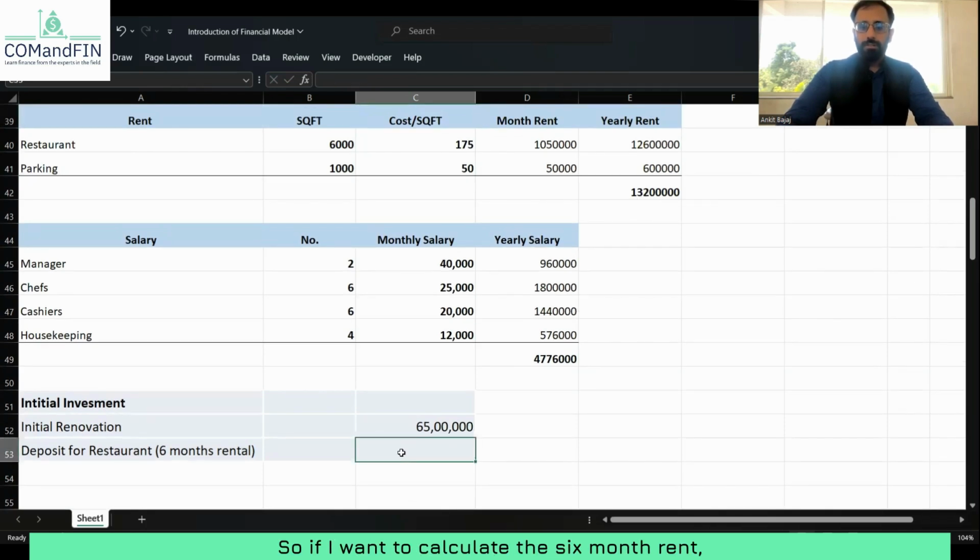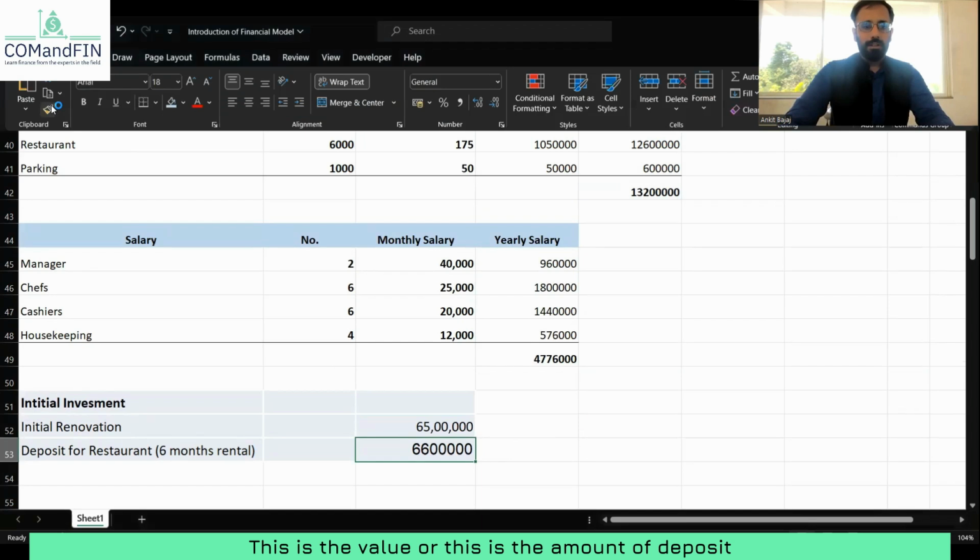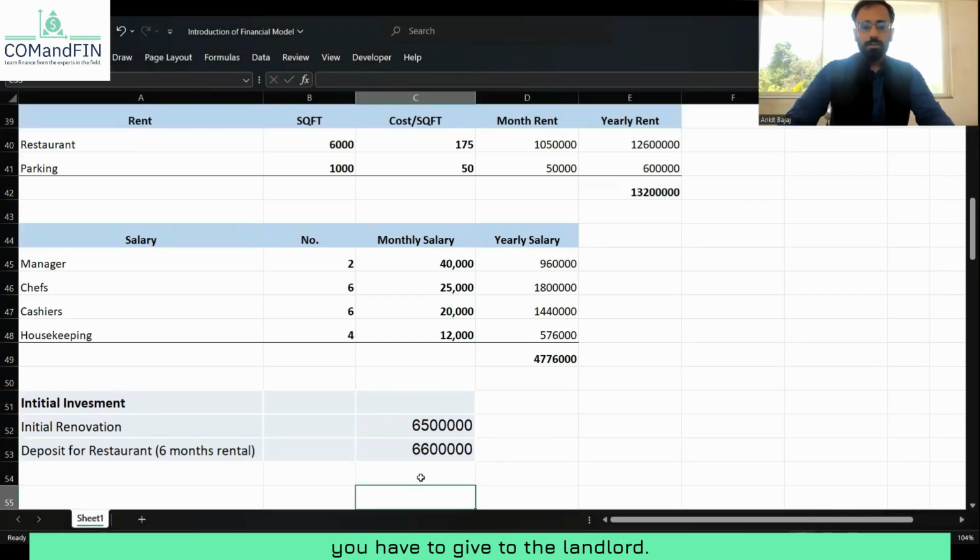If I want to calculate the 6 month rent, I will take the yearly rent, multiply it by 6 and divide it by 12. So here we get the value, that is 66 lakh. I think you understood, right? This is the amount of deposit you have to give to the landlord.